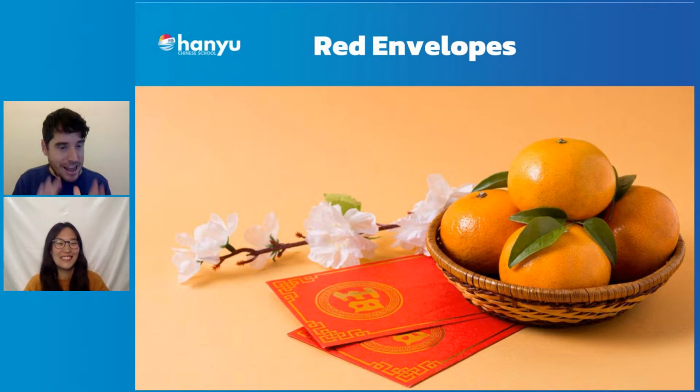You should never give or receive an amount with the number 4, because 4, 四, sounds like 死, which is death. So if you want to wish someone's death, you may give them a sum of money with a 4. But if not, it's better to avoid it. Yes, correct.